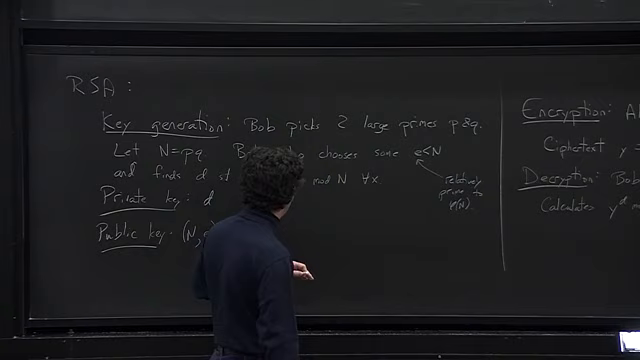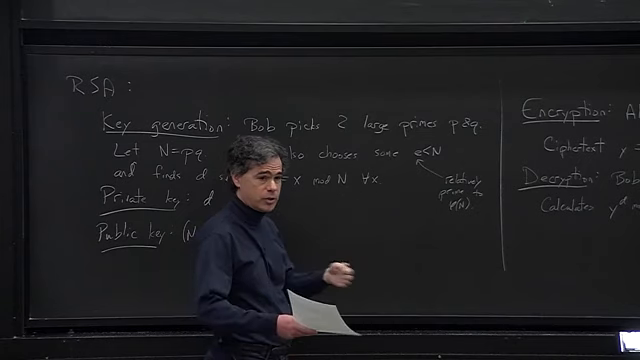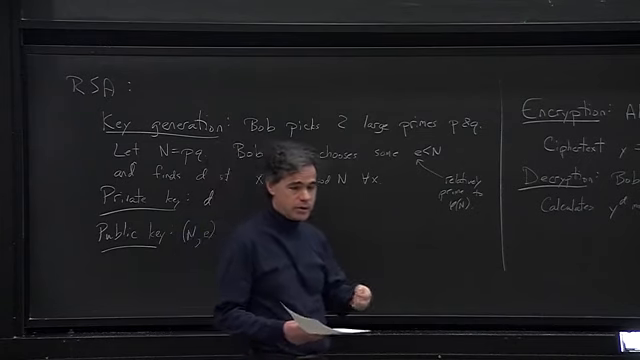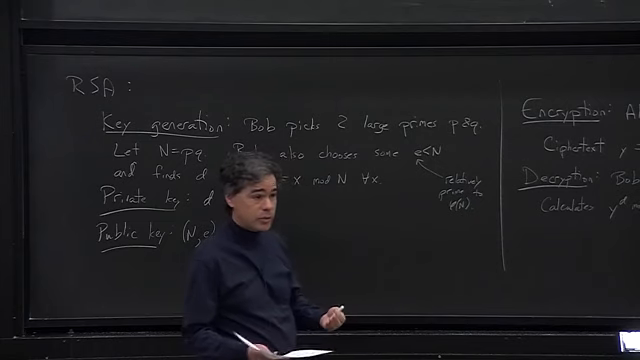And in the real world, they also want to pick E and D so that the encryption and decryption are efficient, not just in a theoretical sense, but in a practical sense, and as efficient as possible.